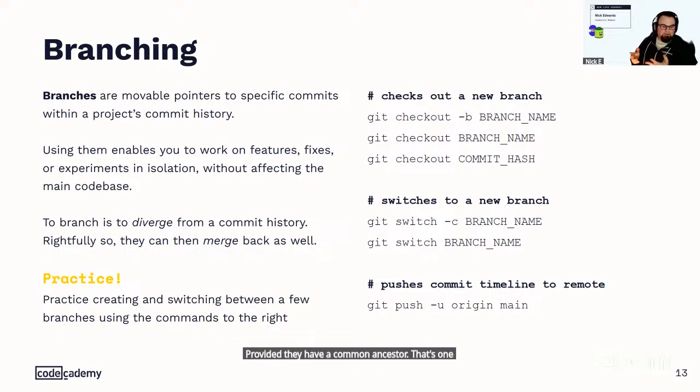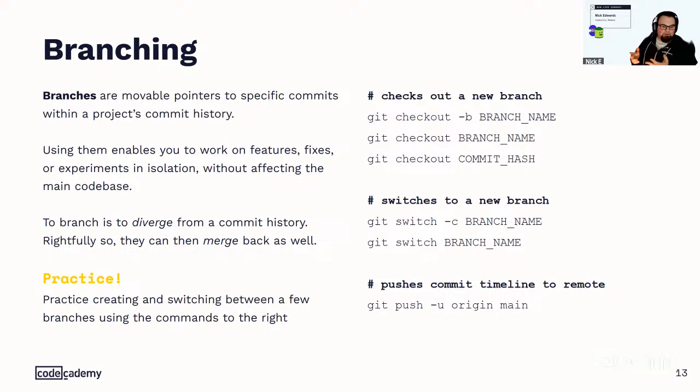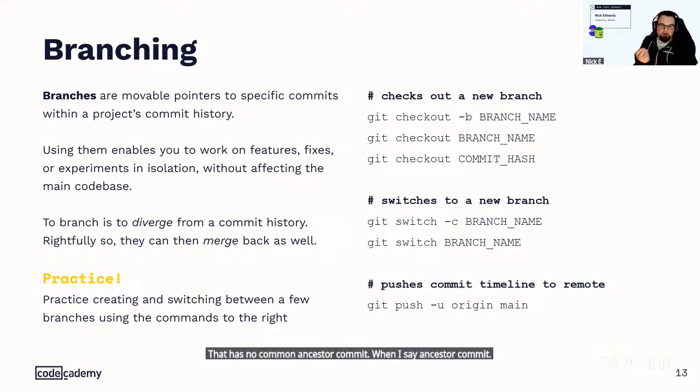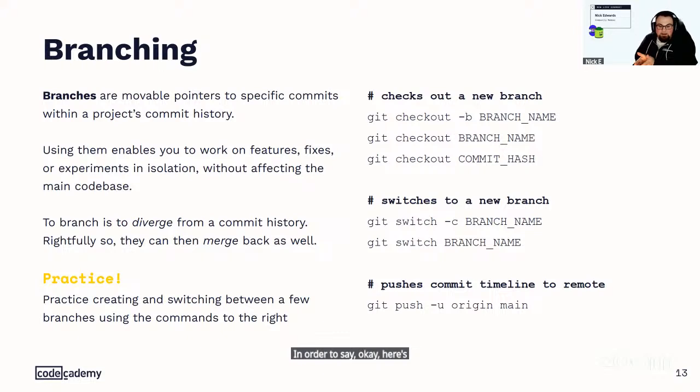If you're trying to merge one branch that has no common ancestor commit, it won't work. When I say ancestor commit, there's got to be one common commit that they share somewhere along the timeline. They need to share that commit in order to say, okay, here's where these two branches originally met up, where they were in sync. They've obviously diverged.